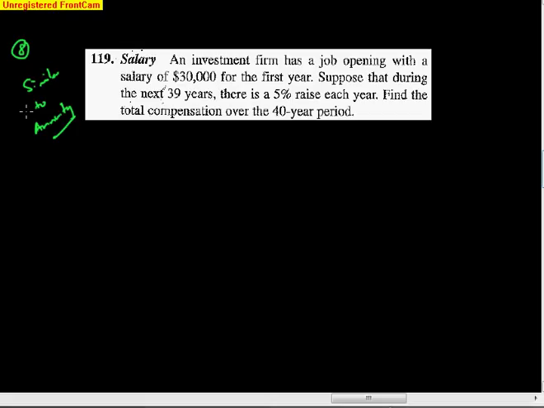Okay. All right, here's what it says. It says an investments firm has a job opening with a salary of $30,000 for the first year. Suppose that during the next 39 years, there is a 5% raise each year. Find the total compensation over the 40-year period.